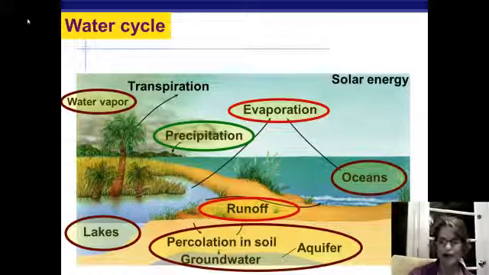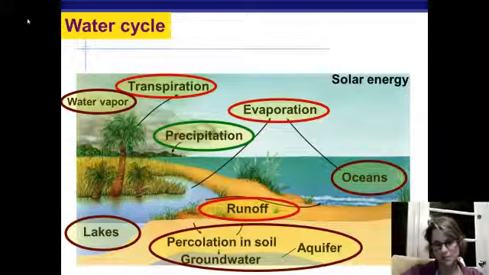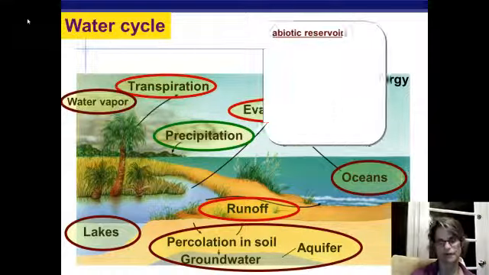The part that I am interested in you focusing on is this part, on transpiration. This is another way that water leaves these sources we see on the ground and goes into the air, but it does so through the body of a plant. Okay?